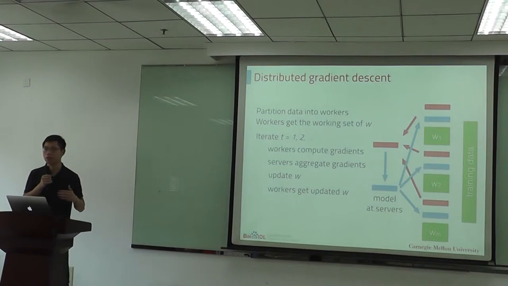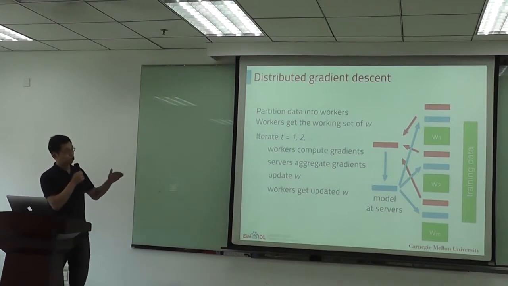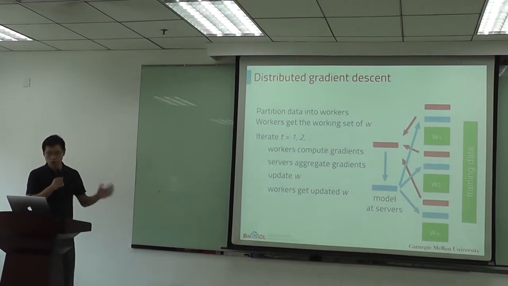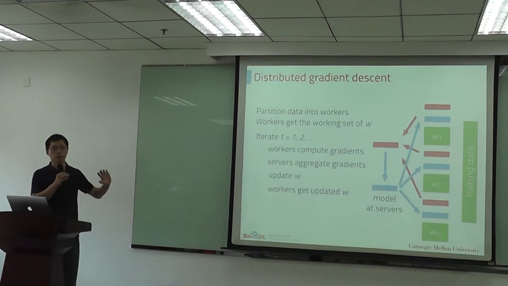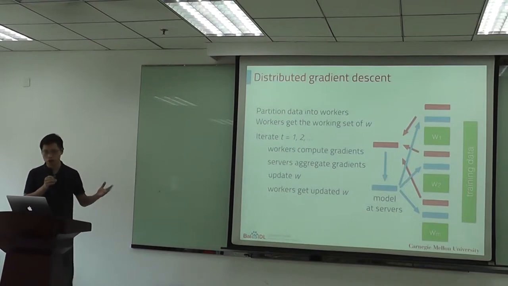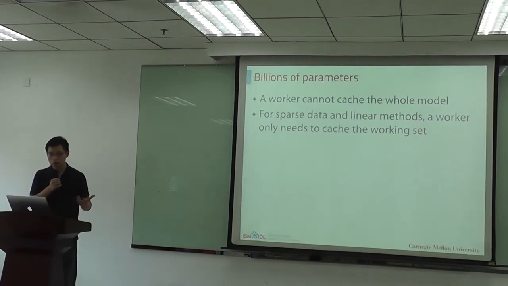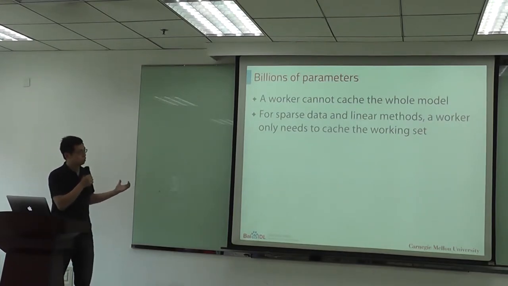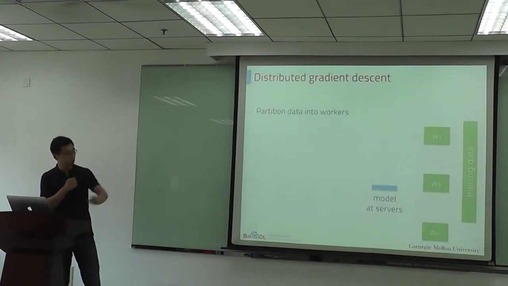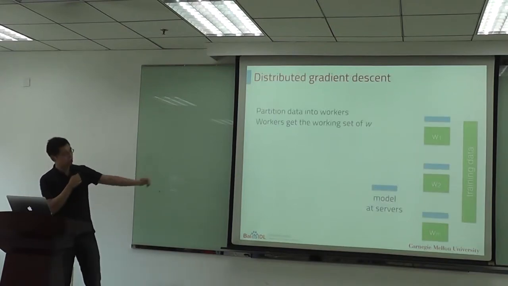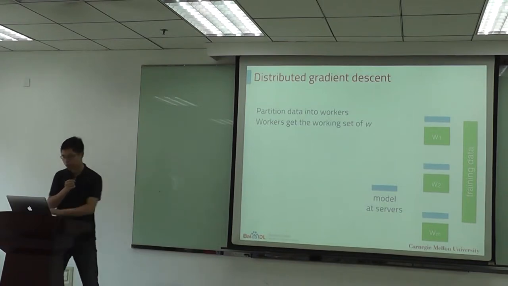So this is a very simple way to distribute the gradient descent. Next, we want to show, okay, this is just the basic idea of this. We need to do a lot of optimization to make it scalable to a large data set. The first question is that, because you have such a large model, how can each worker machine get the model? Because the local memory is limited. You cannot store all this model here.